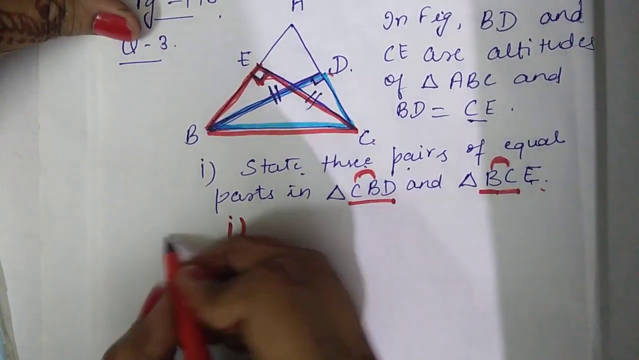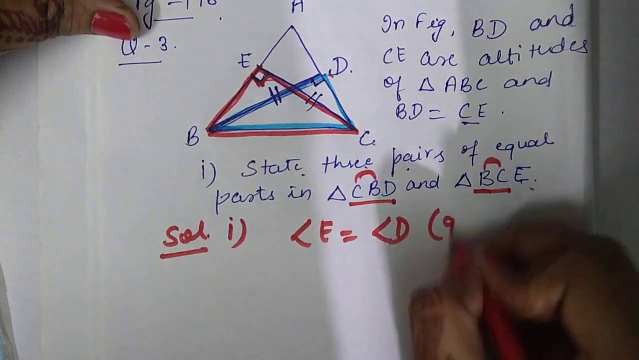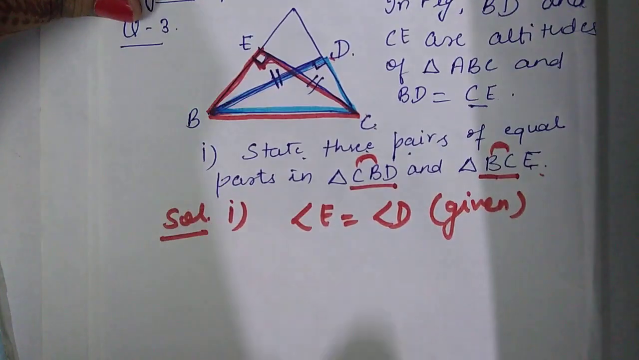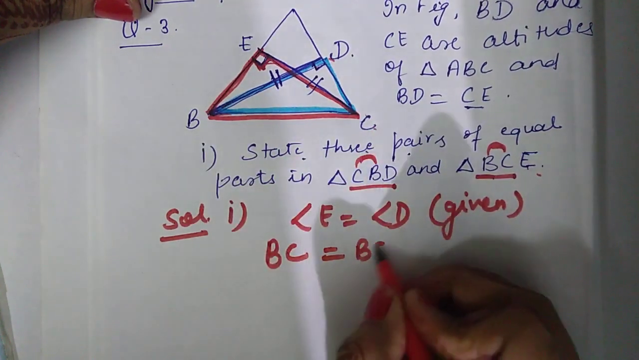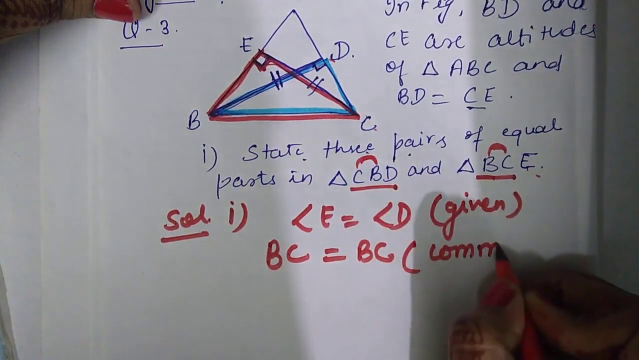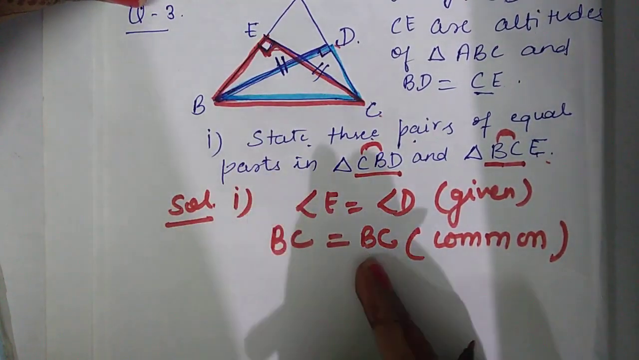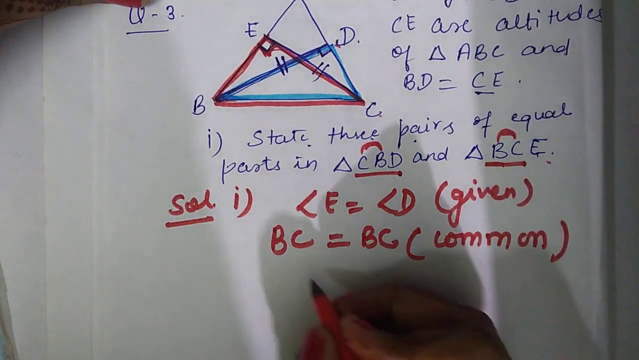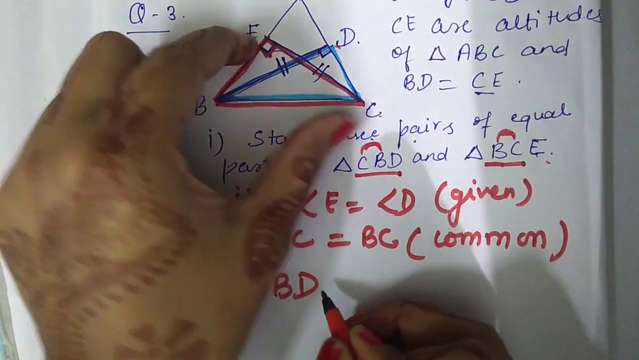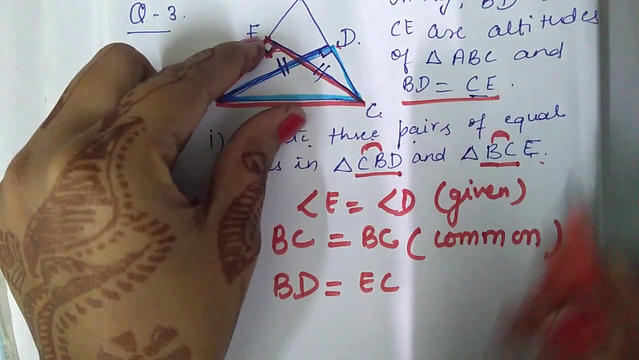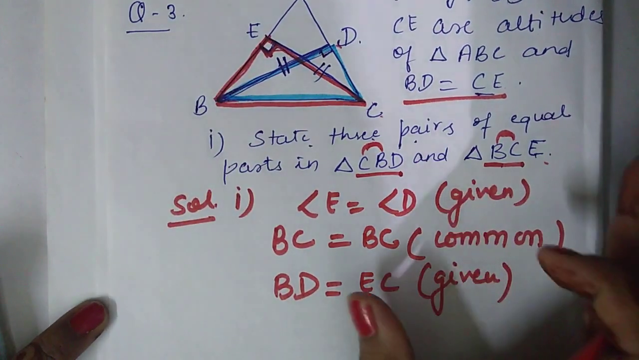So this is the solution: angle E is equal to angle D. This is given because both are making 90 degrees, and BC is equal to BC. Why are they equal? I am writing the equal parts in both the triangles because they are common, and that is the hypotenuse of both the triangles. And this BD is equal to this EC, because it is also given. So we have found three equal parts. This is the first part.